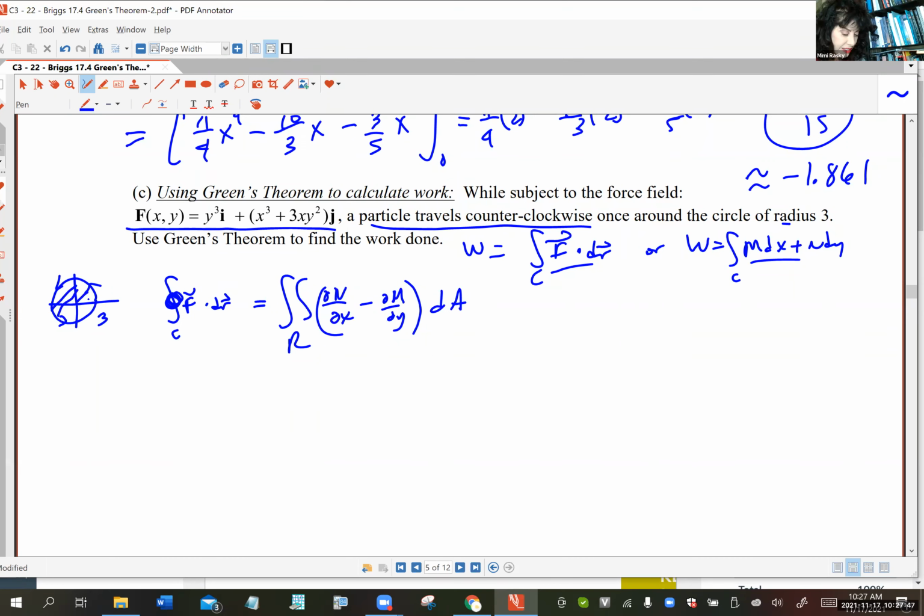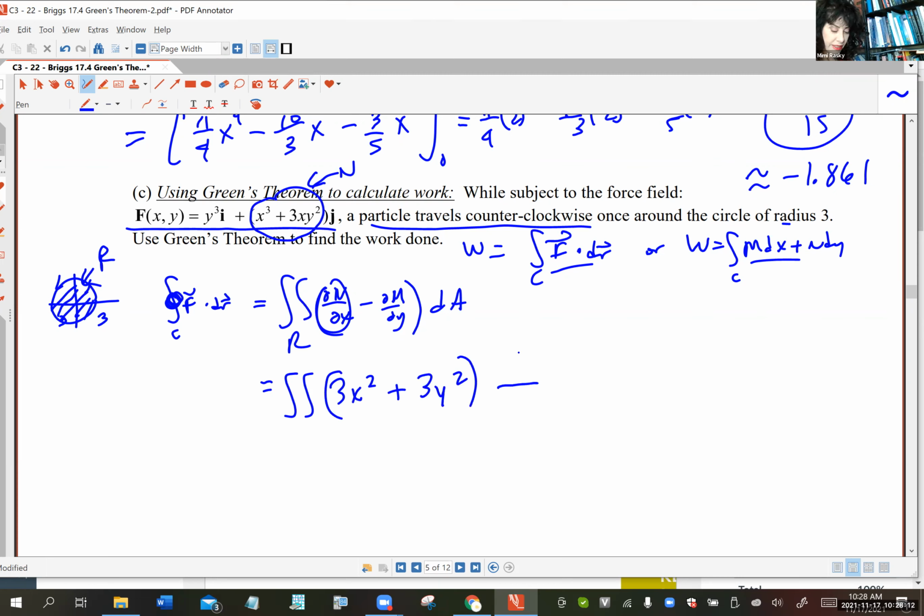And the region for us is this circle of radius 3. So that's our region. So let's go ahead and get dN/dx, knowing that N is x cubed plus 3xy squared. So what is the partial of that with respect to x? 3x squared plus 3y squared. Okay, minus, now let's go ahead and get dM/dy. M is the first component of the force field. That would be y cubed. If we take the derivative of M with respect to y, I get 3y squared.